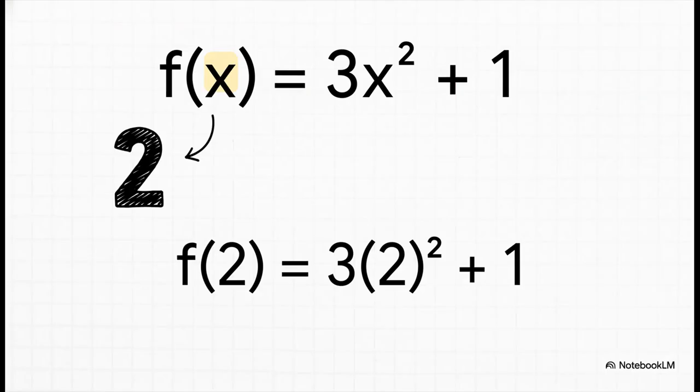The first step is probably the easiest. It's just substitution. Everywhere you see an x in the original rule, you're going to swap it out and put in our input, the number 2. So our equation now looks like this. f of 2 equals 3 times, in parentheses, 2 squared plus 1.